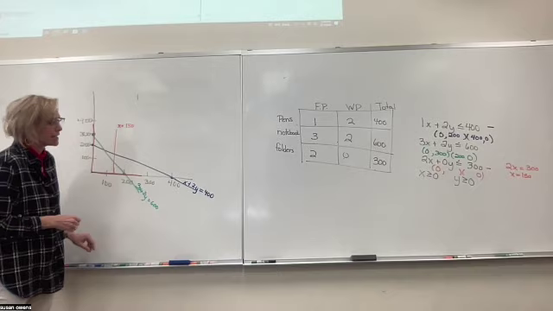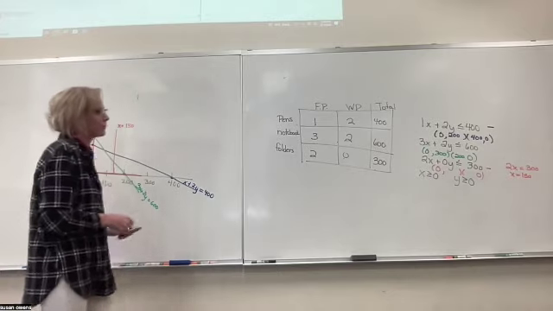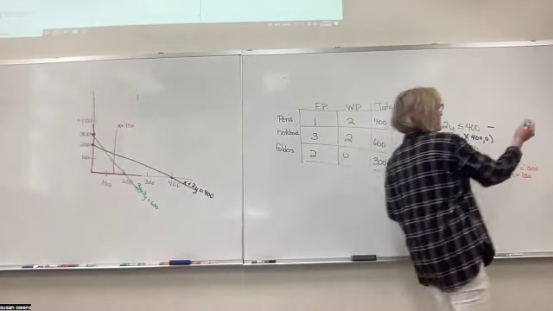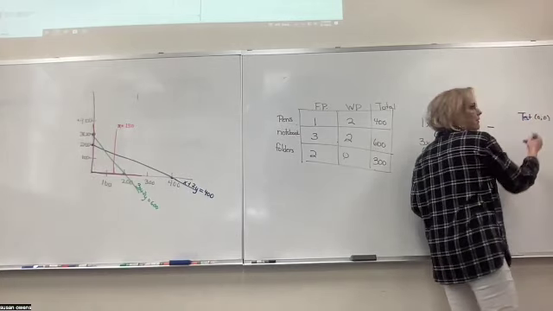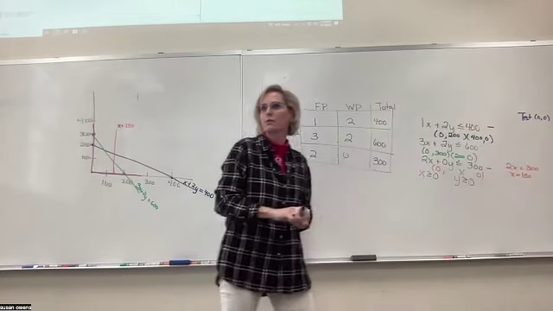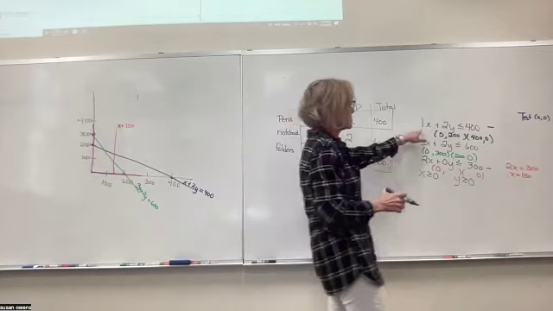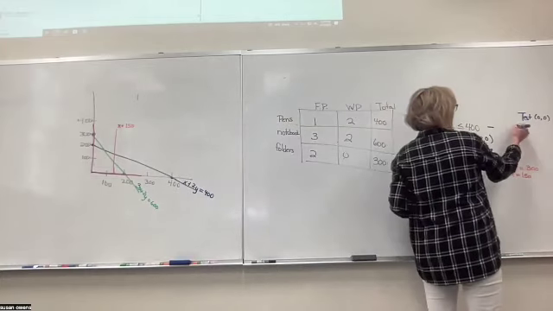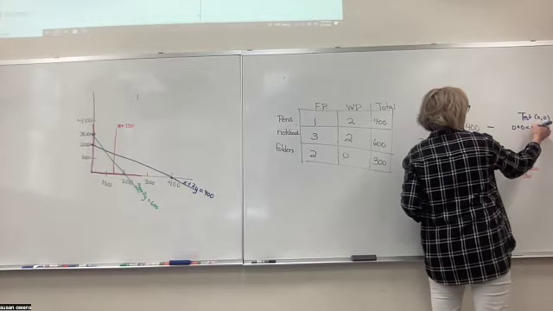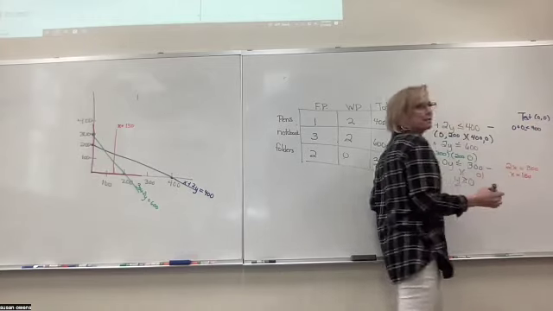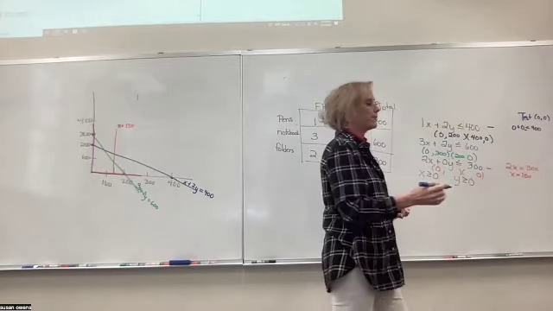Okay, so test point. Now I've got to figure out which way to shade. We're going to test 0, 0. It's not on any of those lines, right? So is 0 + 0 less than or equal to 400? True or false? True.